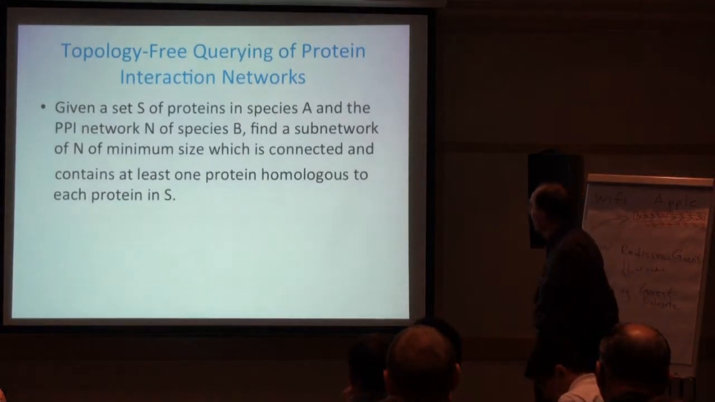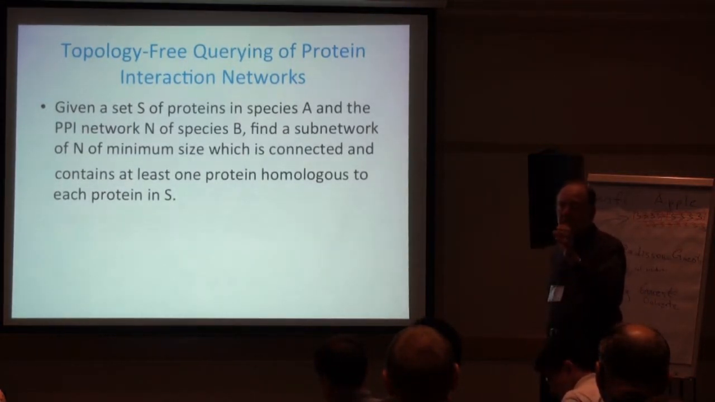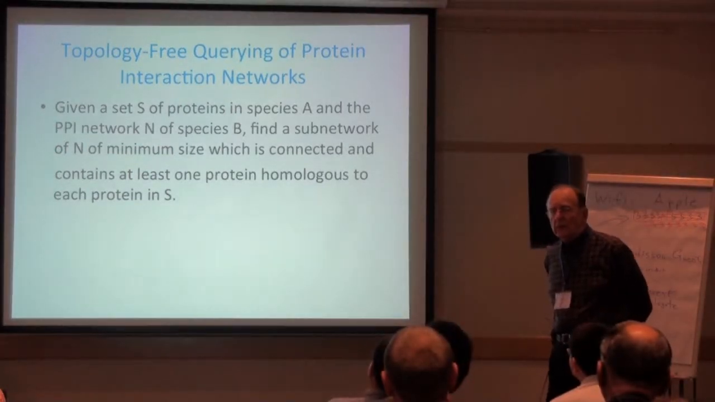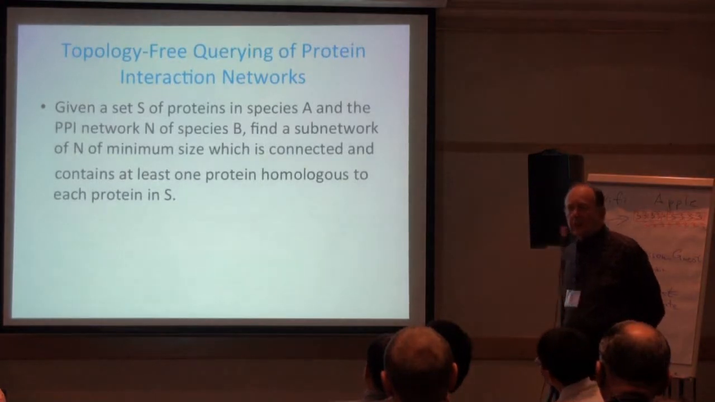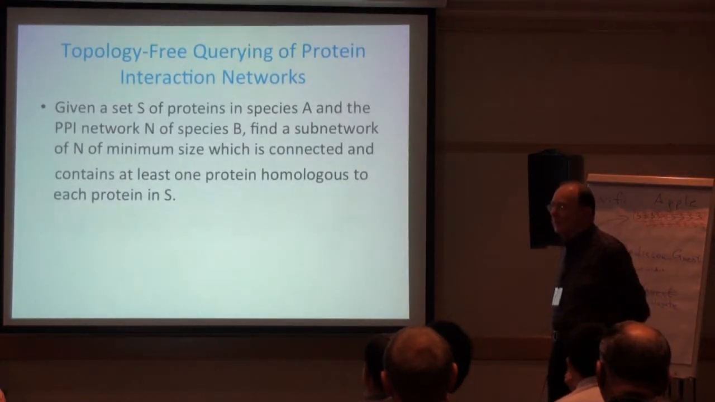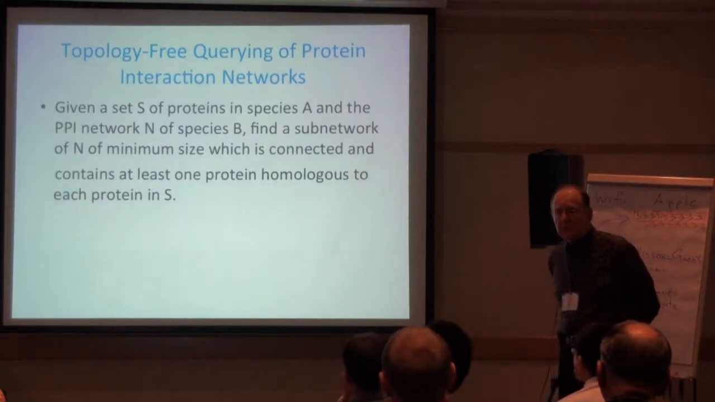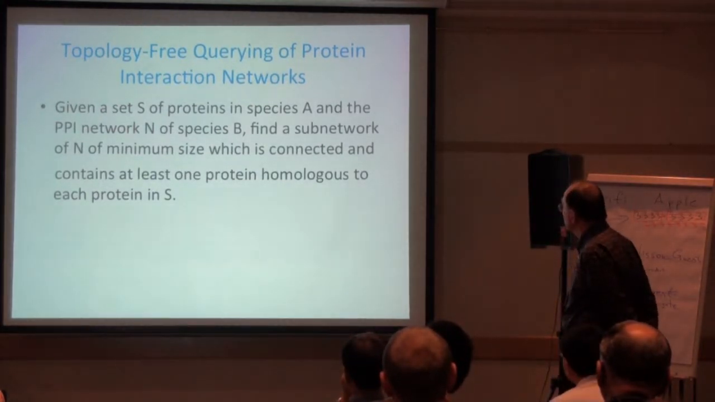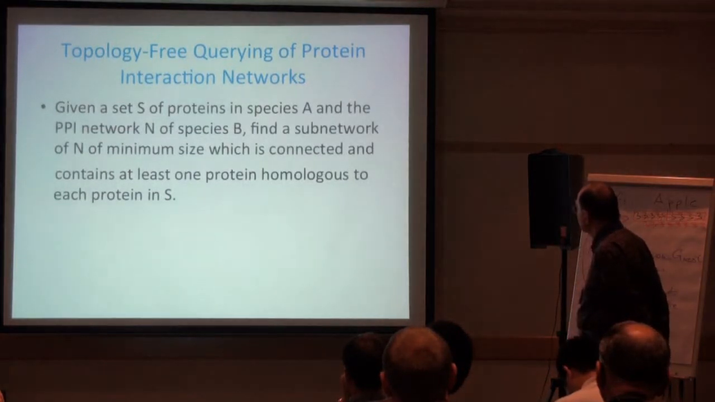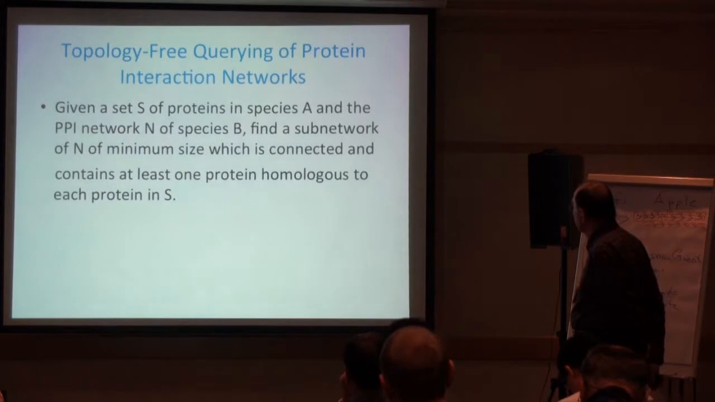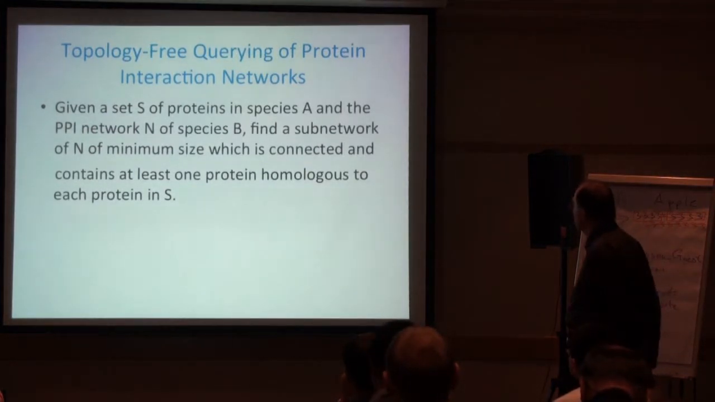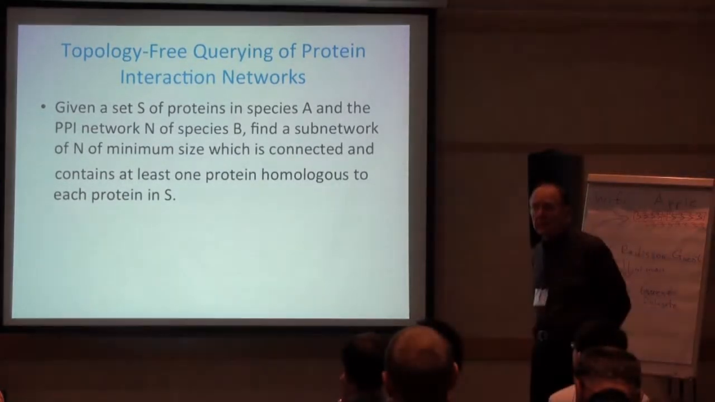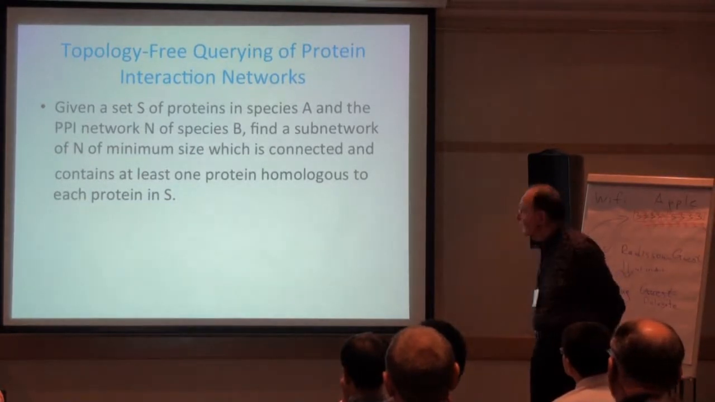So here's the connection. The situation we're in is that we found a connected set of proteins in one protein-protein interaction network, which we expect to be a module, and we'd like to find a corresponding module in the network of a second species. So what we would be looking for in the second species is a connected subnetwork which contains at least one protein homologous to each protein in the original set S, and is of smallest size.